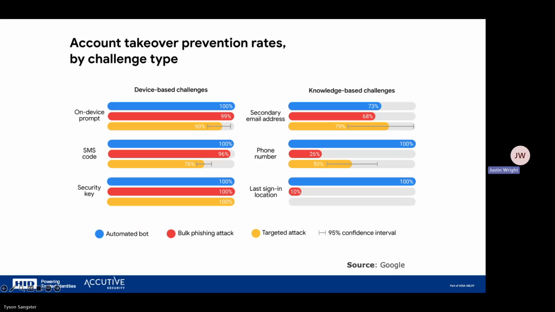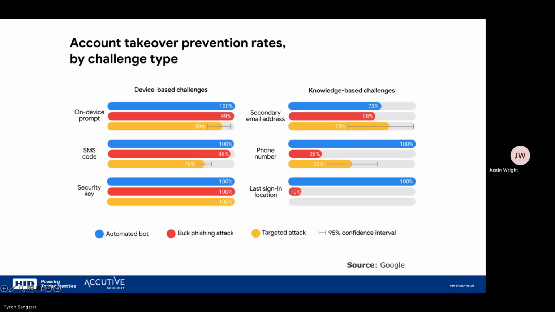Unfortunately, the knowledge-based challenges can be easily compromised by hackers or intercepted by them, especially if they know what they're doing, right? So you can see here that the device challenges offer way more protection than knowledge-based ones. And specifically in the device challenges, only security keys have a prevention rate of 100% across all kinds of phishing attacks. So Andrew, how are you seeing this in the market?